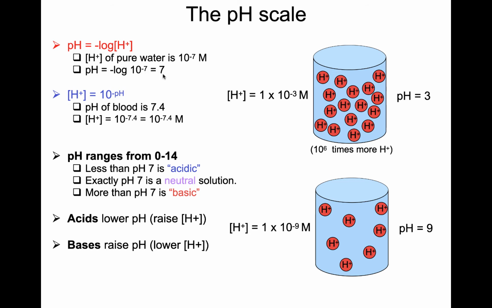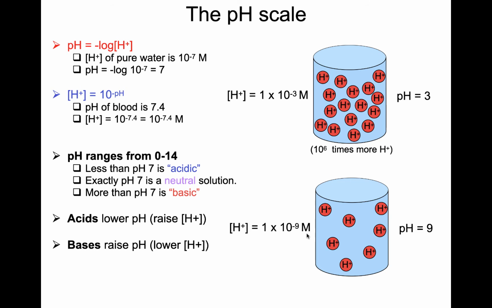So it's much easier to say, oh, this solution here is pH 3, is way easier to say than saying, oh, the hydrogen ion concentration of this solution is 1 × 10⁻³ molar. They mean 100% the exact same thing. pH 3 is just another way of saying this. pH 9 is just another way of saying this, okay?